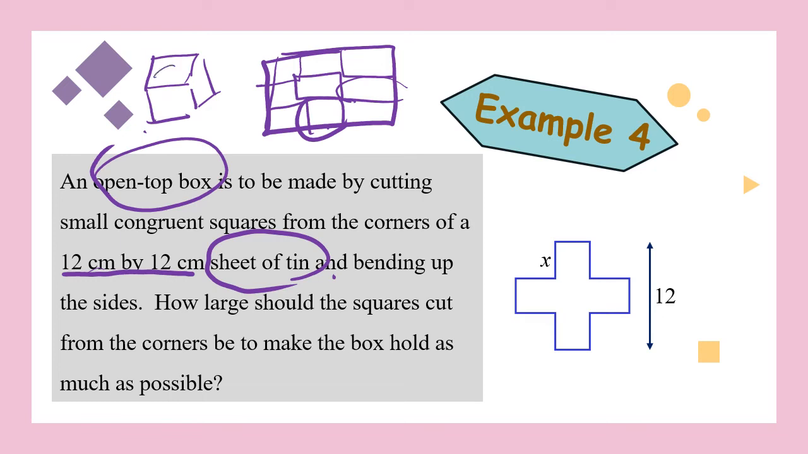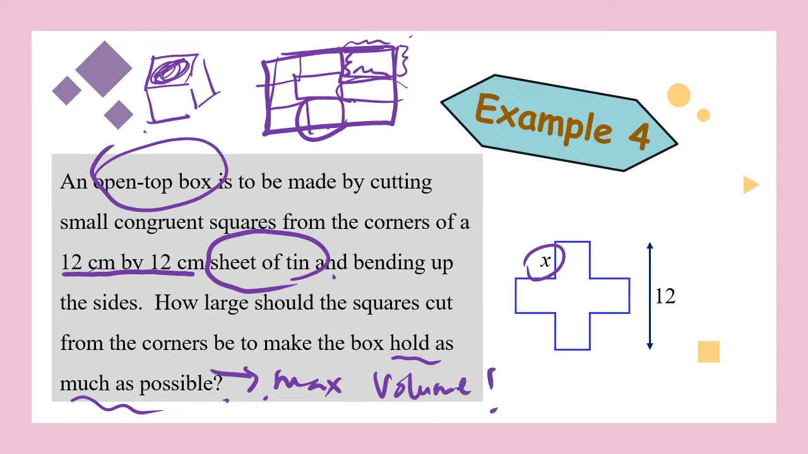So this one is open. The question is, how large should the squares cut from the corners be? So how much do we need to cut? We need to cut the same size. This side is the same size, this one also the same size, because we want a square. That's why we can represent the side as x. And to make the box hold as much as possible means that we want the maximum volume of the box.